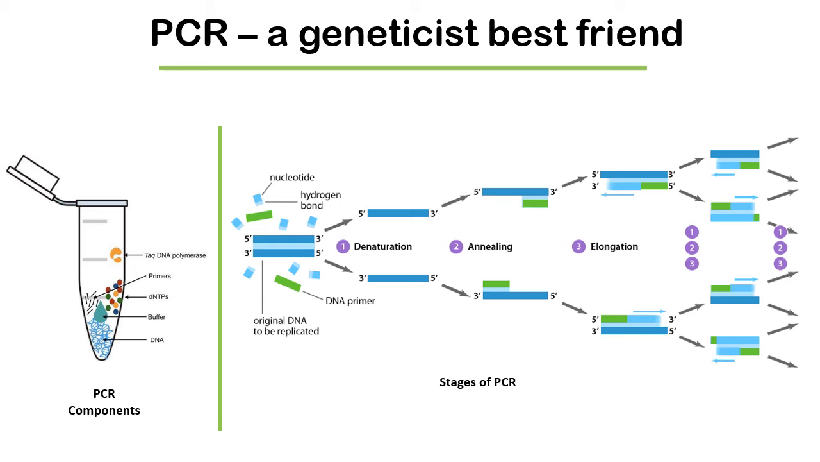The final stage is extension and occurs at a temperature that allows for the optimal polymerase activity of binding nucleotides to the annealed primer, resulting in an exponential amplification of the template strand. These three steps are usually repeated for 40 cycles until the initial few copies are amplified to millions of copies.